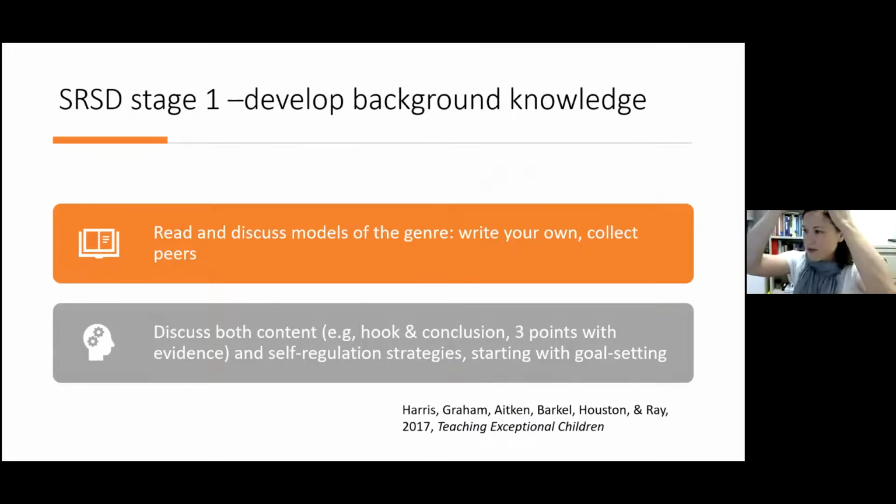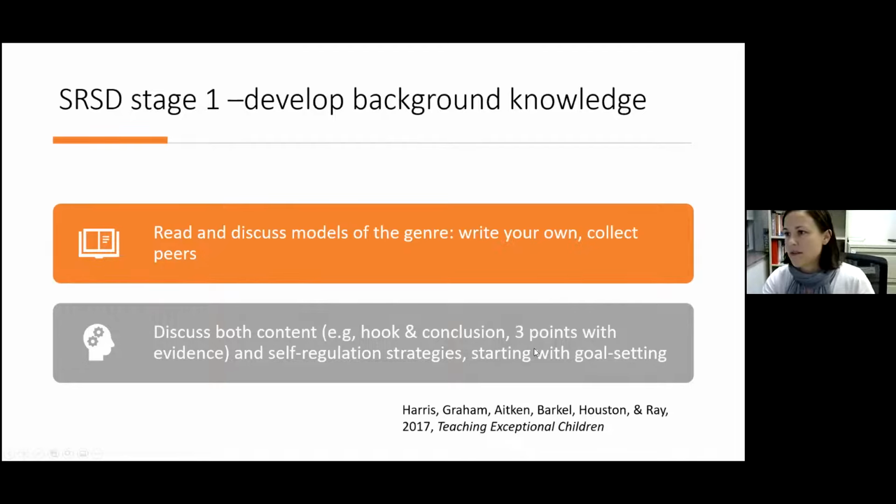So first I wanted to go through what these stages are so that you have a general idea of what is included in self-regulated strategy development. It includes 6 stages. These are not 6 individual lessons, but they are multiple sessions until the students have reached their goal for that stage.